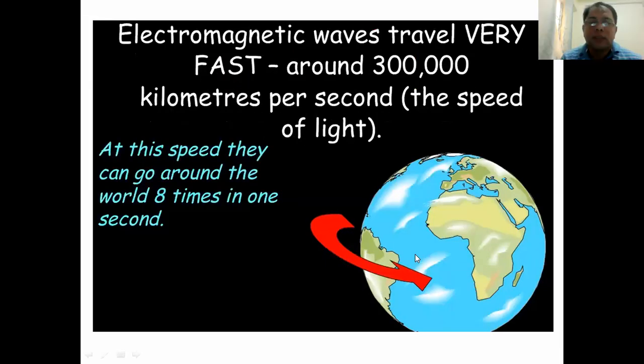Okay, now how fast is this electromagnetic wave moving? In terms of kilometers per second, it is equivalent to 300,000 kilometers per second, or you can write it as 300 million meters per second. So how fast can it traverse the surface of the Earth? It can cover it 8 times. Okay, so that's how fast light is. The speed of light and the speed of electromagnetic waves are the same because light is part of the electromagnetic wave.